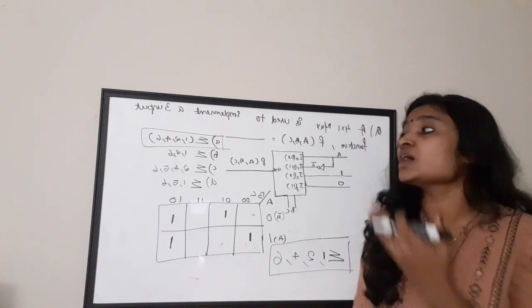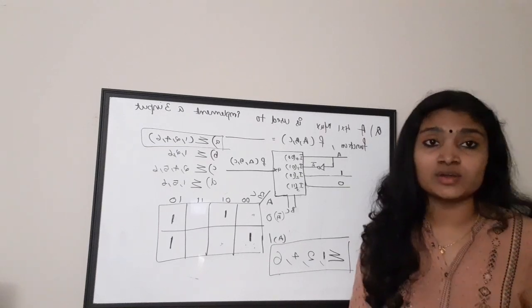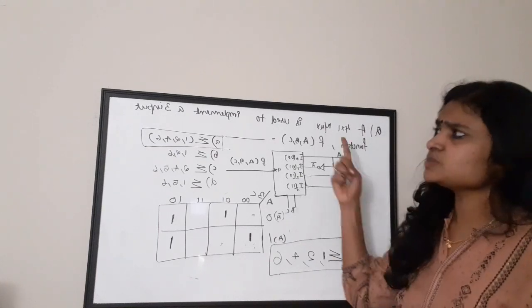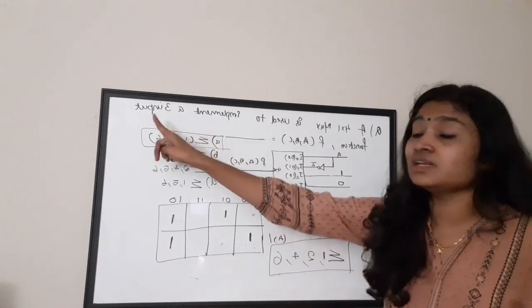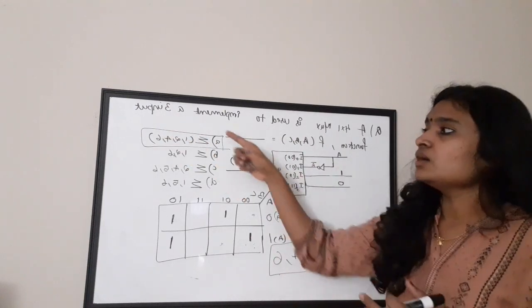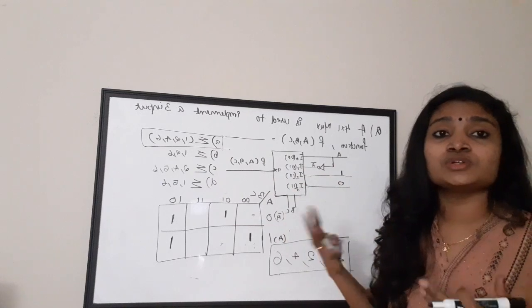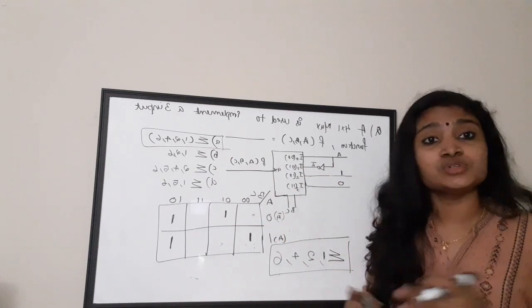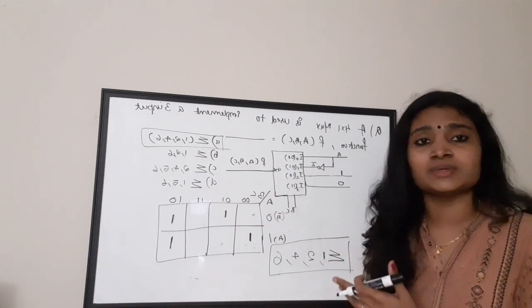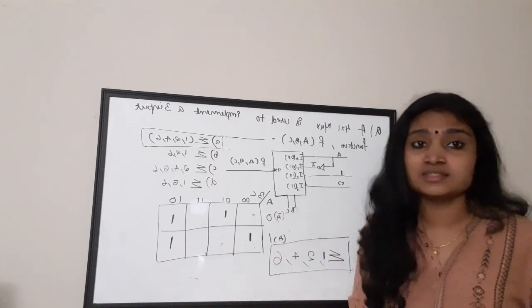I hope you understood how to do this problem. This is by drawing a 3-bit K-map. It is specifically given in the question that it is a 3-input function. Also, by seeing the options, you should be able to identify that you need to draw a K-map. So this is a very simple question. By simply drawing a K-map, you can answer this question.